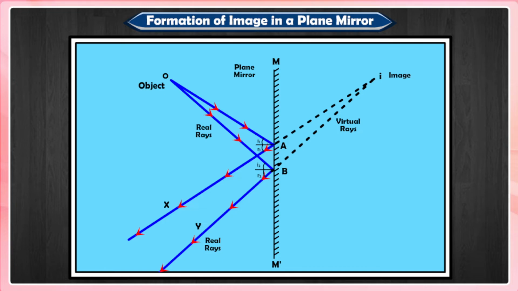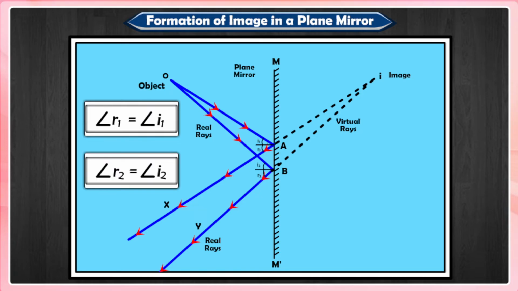of incidence. 2. The first incident ray OA is reflected by the mirror at point A and goes in the direction AX after reflection, making an angle of reflection R1 equal to the angle of incidence I1. So, AX is the first reflected ray. 3. The second incident ray OB is reflected by the mirror at point B, and it goes in the direction BY after reflection, making an angle of reflection R2 equal to the angle of incidence I2. Thus, BY is the second reflected ray.